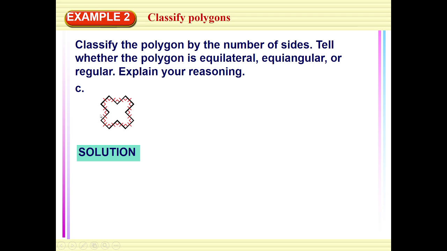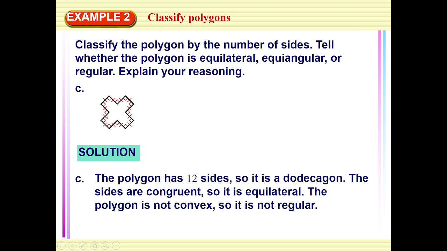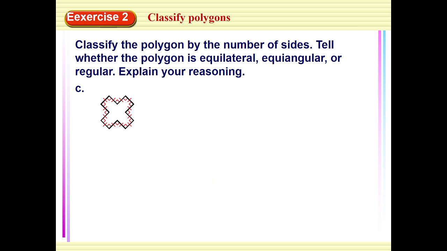We would likely notice that the sides are likely to be equal, but how about the angles? The angles are not equal, so it is not equiangular, and this is also not a convex polygon, which we will be discussing in the next video. Hence, this is not a regular polygon. This is an irregular polygon.